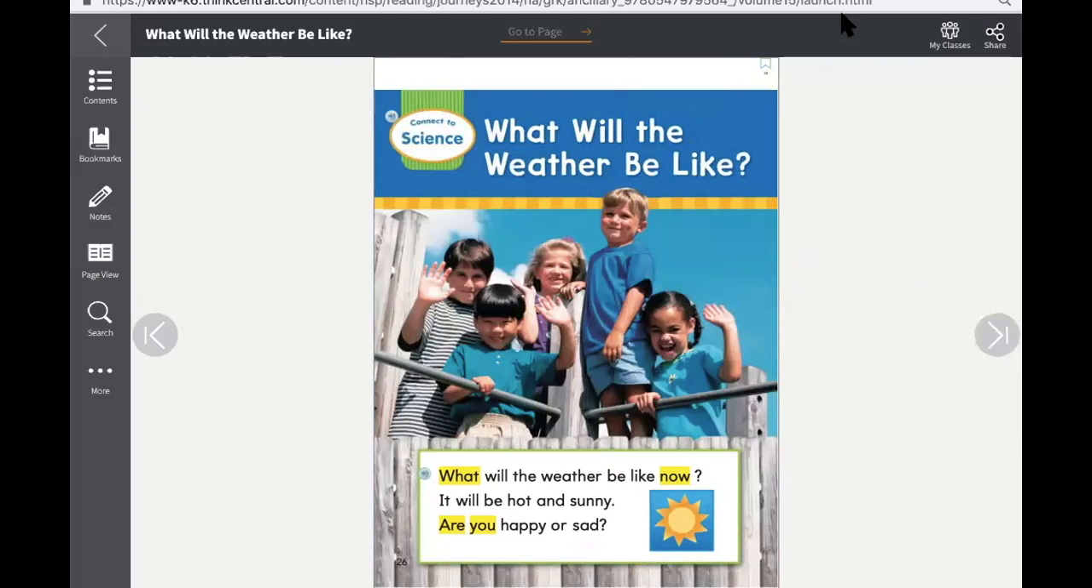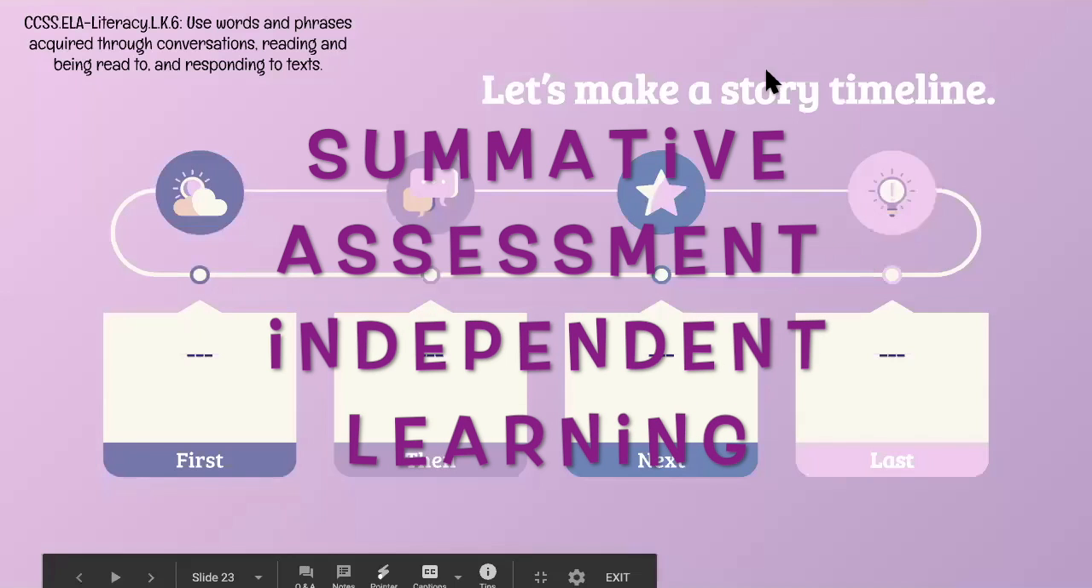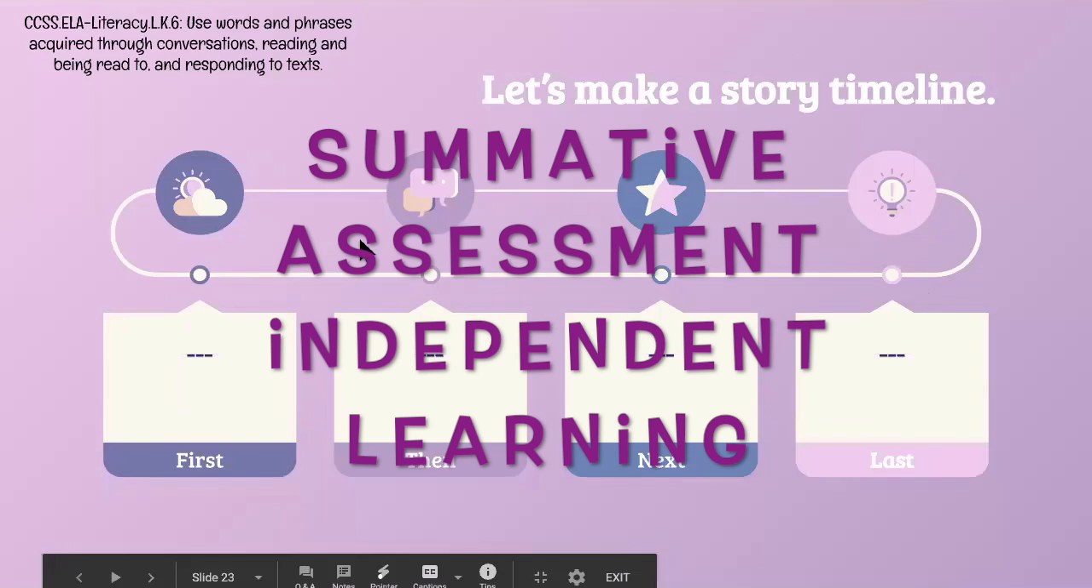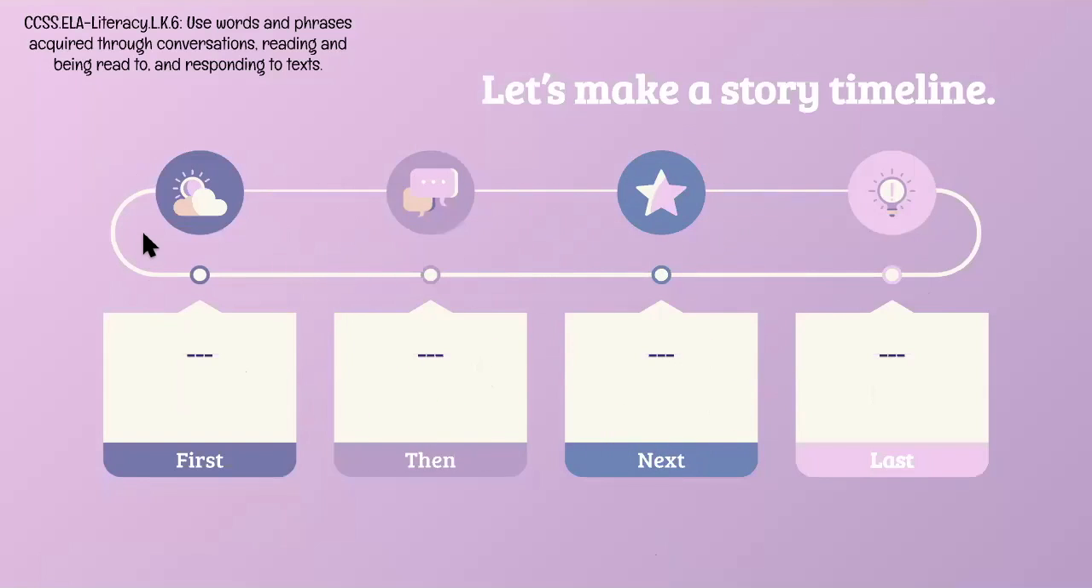Very good, friends. You did such a great job listening to that story and doing the lesson. You're going to draw what happened in the story, in the order that you saw it: what happened first, then, next, and last. You don't have to do this now, but you will in a few minutes. You're going to make a story timeline.